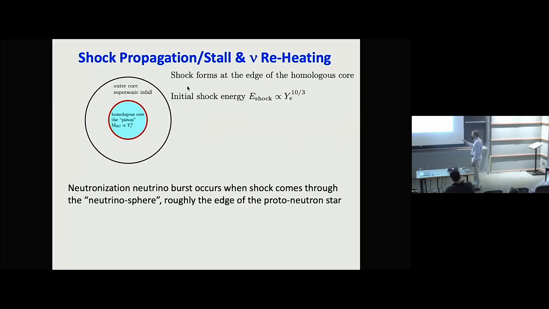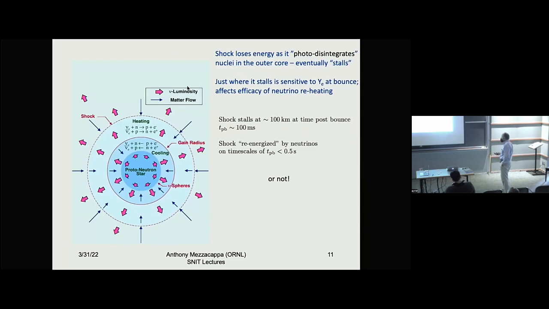All those electron captures are determining this number. And you can see the shock energy is very sensitive to that. Now, the shock actually loses energy, as I'll show you in a second. When the shock comes through the edge of the neutron star, the neutrino sphere in a sense, you get the so-called neutronization burst. Okay, and so here's a picture from Tony Mezzacappa, which is a very pretty picture. Here's that proto-neutron star I showed you.